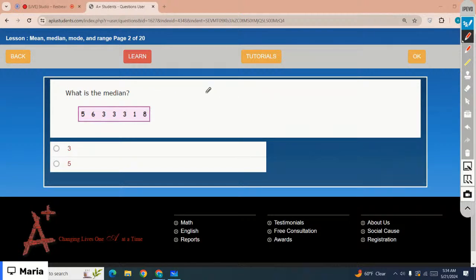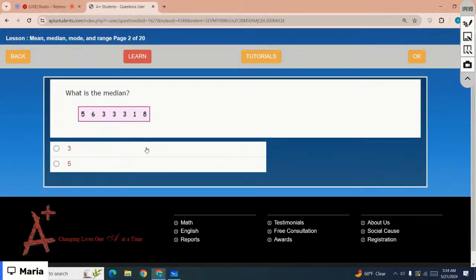For the median, you have to arrange them from least to greatest. 1, 3, 3, 3, and 5, 6, and 8. Then you have to find the middle number here. Three. Yes, very good. That is 3. Sorry, I was calculating the mean, but here you just have to calculate the median.